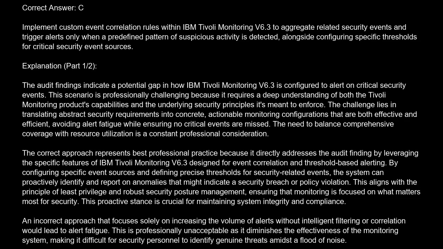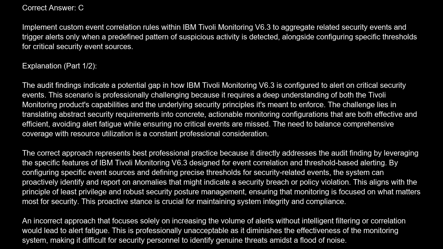The correct answer is C. Implement custom event correlation rules within IBM Tivoli Monitoring v6.3 to aggregate related security events and trigger alerts only when a predefined pattern of suspicious activity is detected, alongside configuring specific thresholds for critical security event sources.